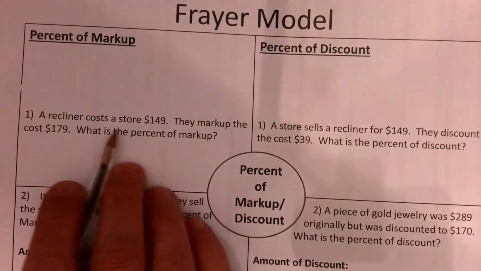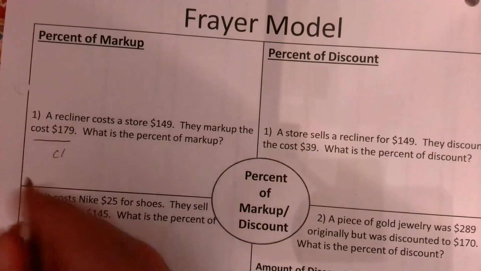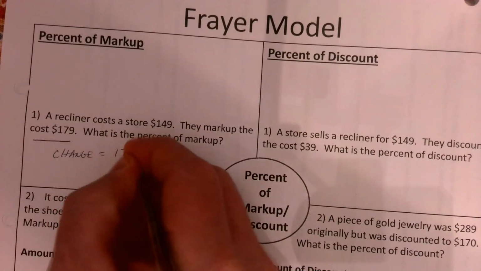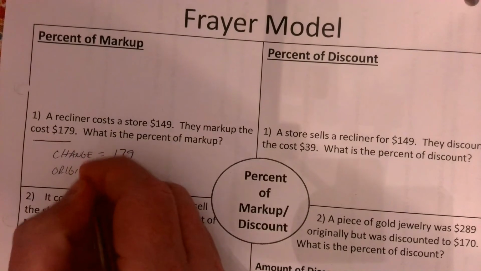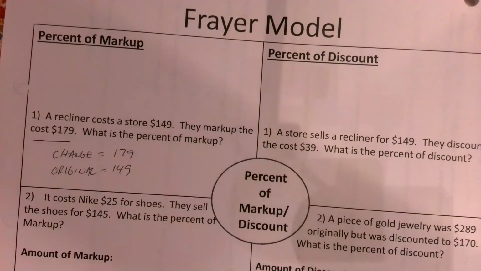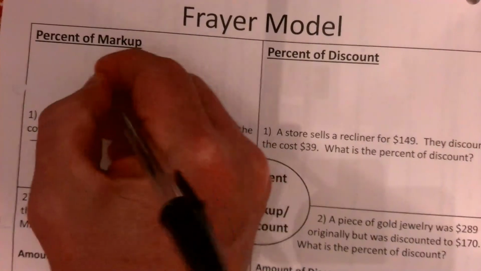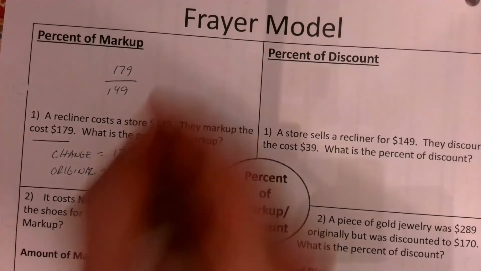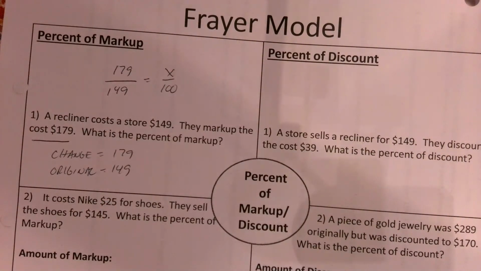So let's say a recliner store cost $140. They mark up the cost. So the change on this problem is $179. Okay? The original, this one we didn't have to subtract. This one gave it to us, was $149. So this goes into that percent change again. So to find the percent of change, well, we take our change, which is $179, over $149, which is what we started with, equals percent of change over 100. Put that in your calculator and you will find the percent of change.